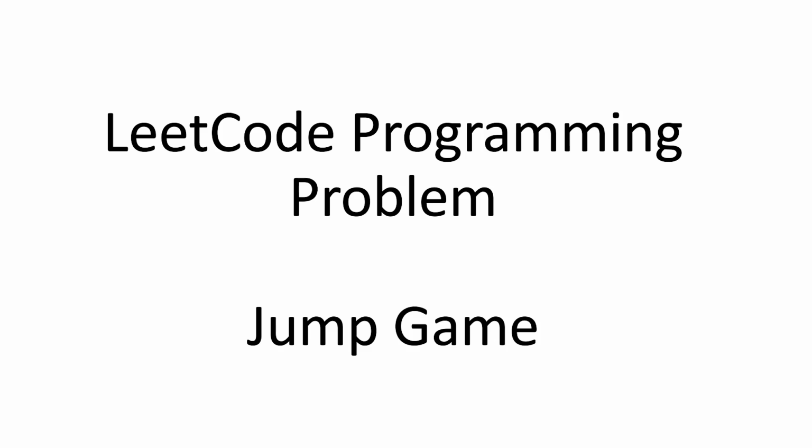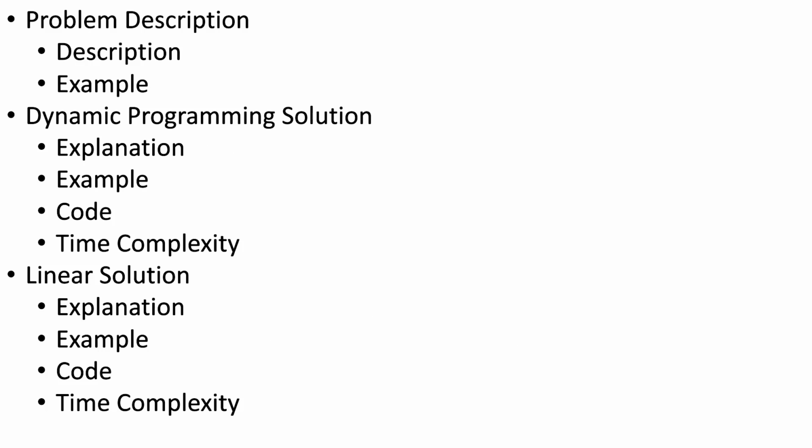This time we're going to look at the problem jump game. First we're going to look at the problem description, see an example, and then we're going to look at two solutions, the dynamic programming solution and the linear solution. For each one, we're going to see an explanation and an example, and then we're going to look at the code and analyze the time complexity.